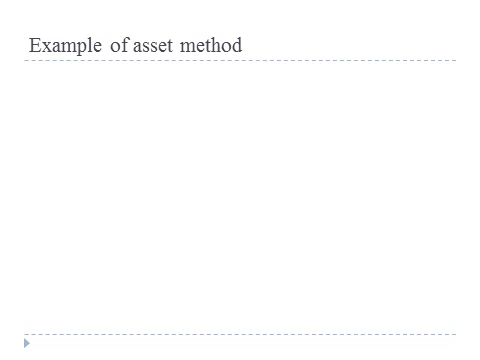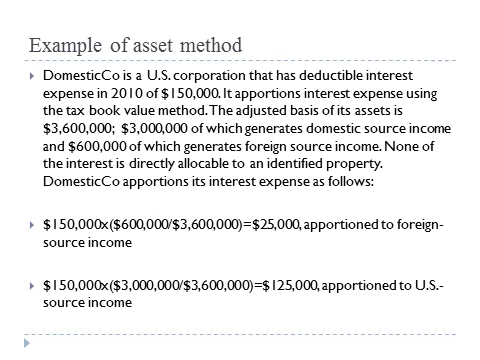Here's an example of the application of the asset method. Domestic Co. is a U.S. corporation that has deductible interest in 2010 of $150,000. It apportions interest expense using the tax book value method. The adjusted basis of its assets is $3,600,000, $3 million of which generates domestic source income and $600,000 of which generates foreign source income. None of the interest is directly allocable to an identified property.